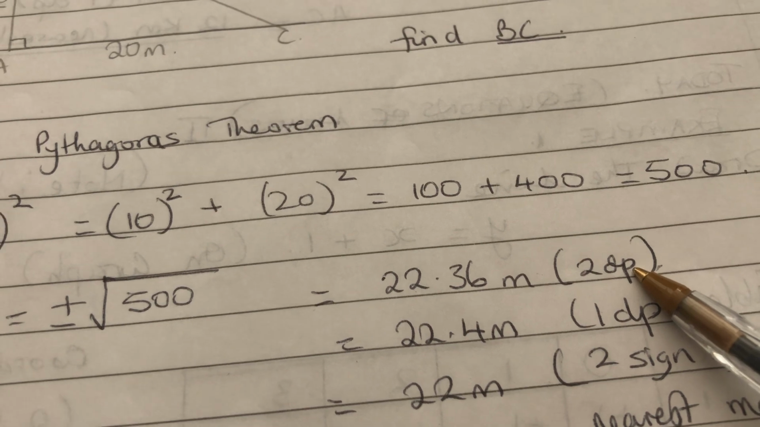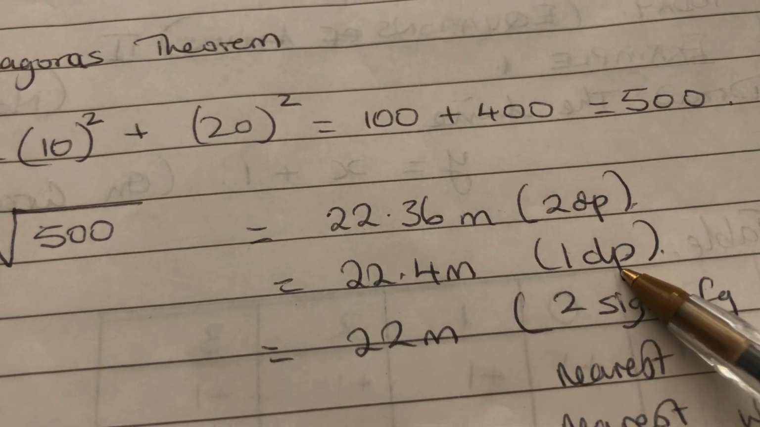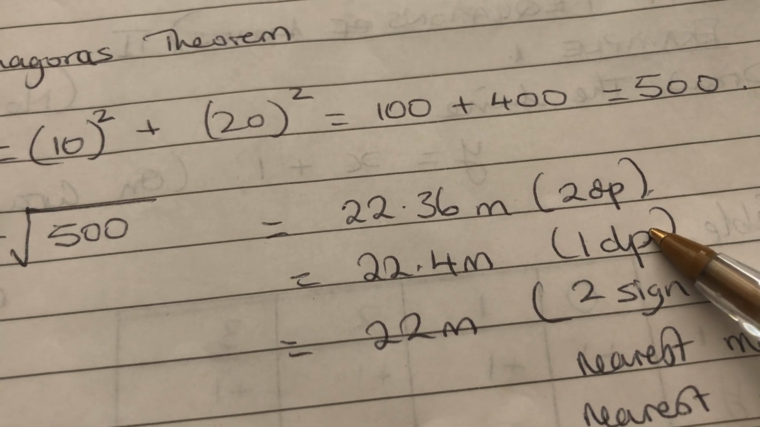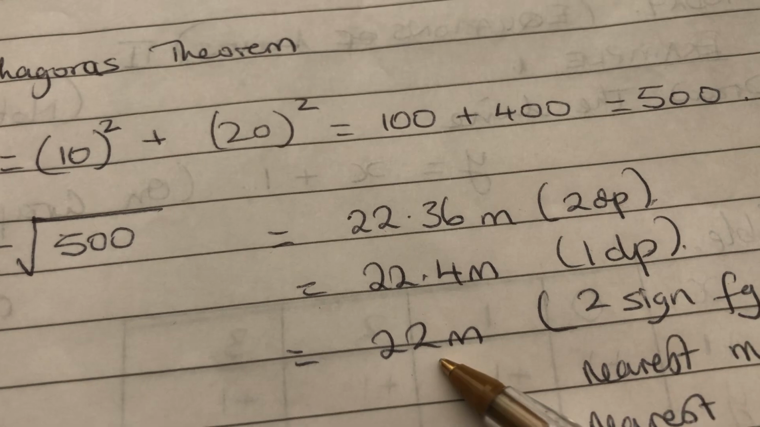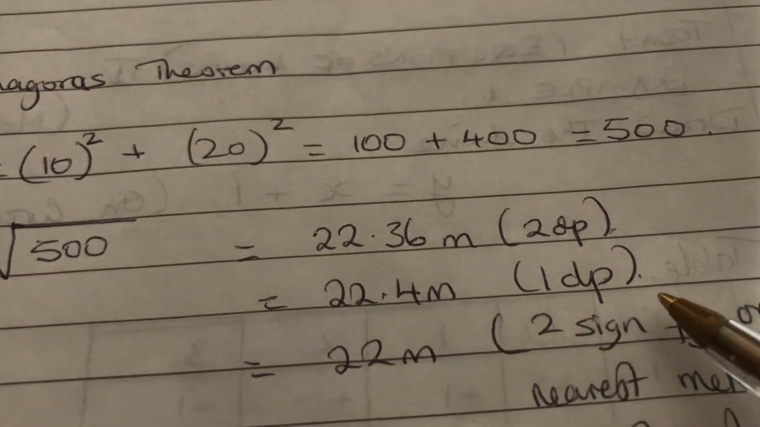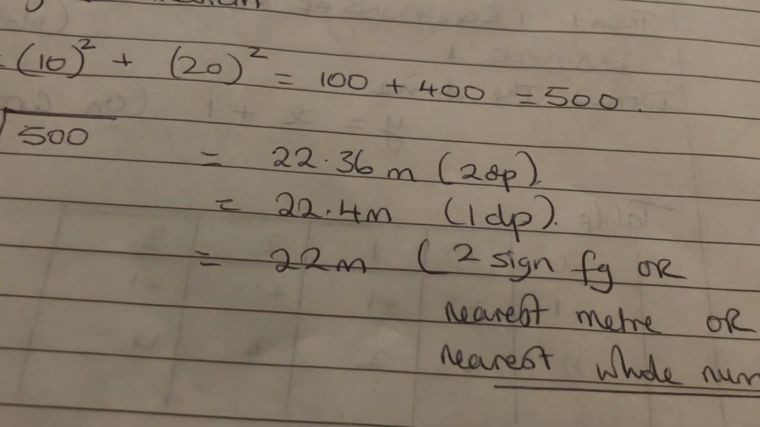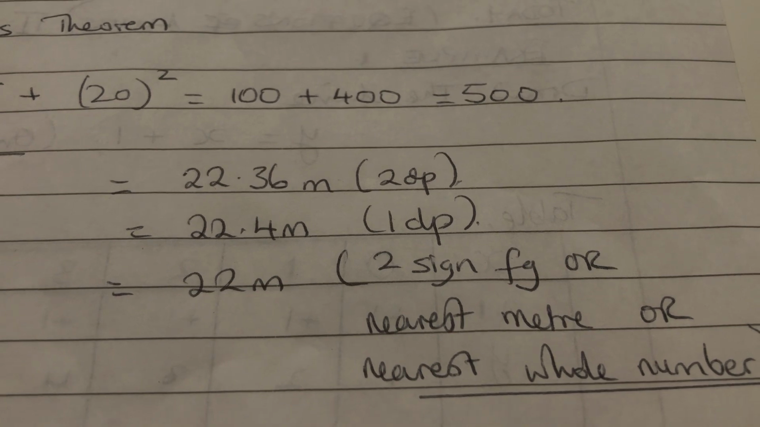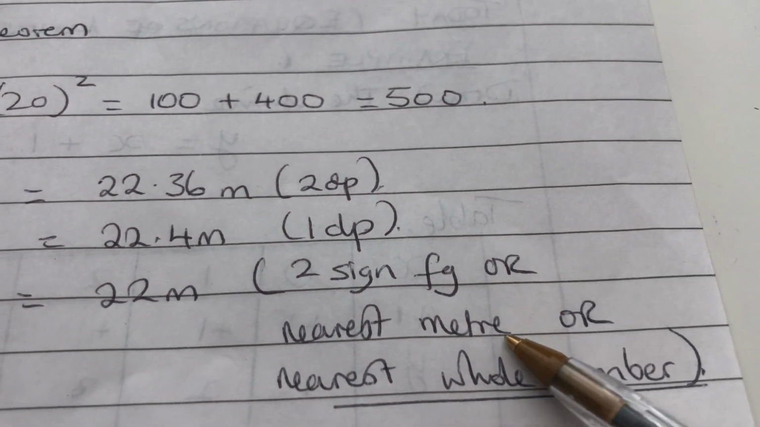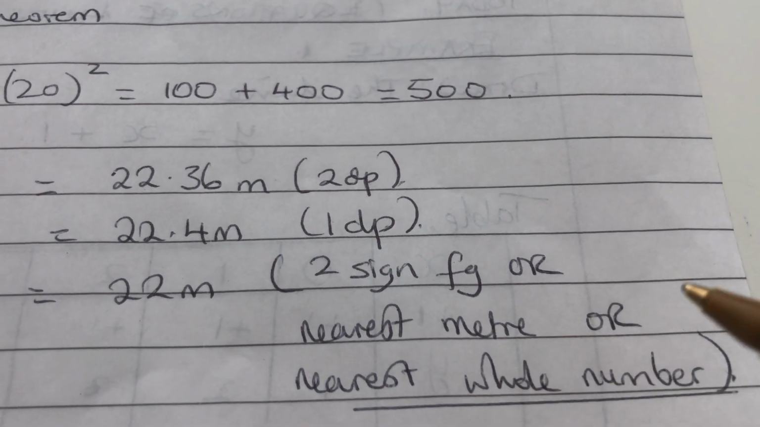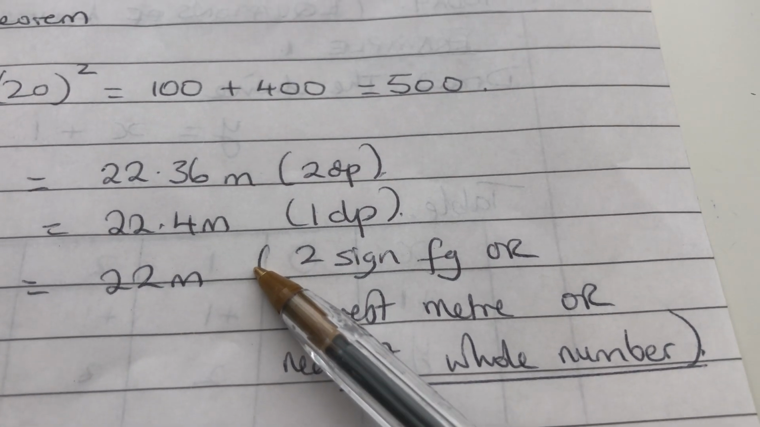So try and read it to the end. Or 22.4, one decimal place, if they ask you to leave your answer to one decimal place. 22 meters, two significant figures, or the nearest meter or the nearest whole number. Whichever wording they give you, they won't give you all. They'll say leave your answer to significant figures. That will be the answer you go for.